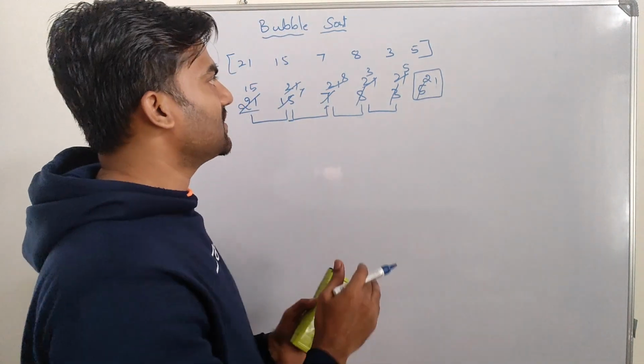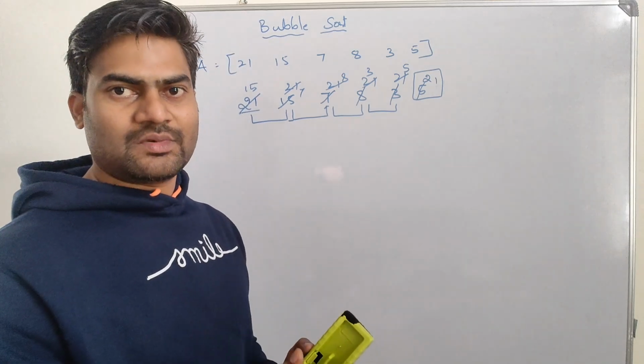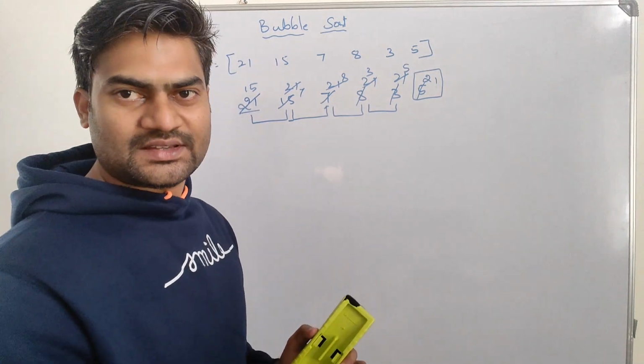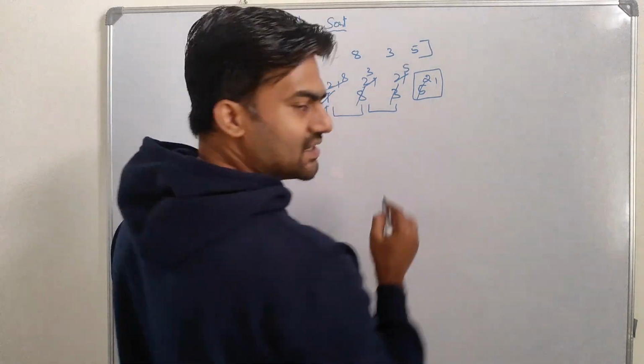Now if you see, at the end of this particular iteration we pushed our maximum element towards the right. This is why it is called bubble sort, because we are trying to bubble out the max element towards its right position. So this is the end of the first iteration.